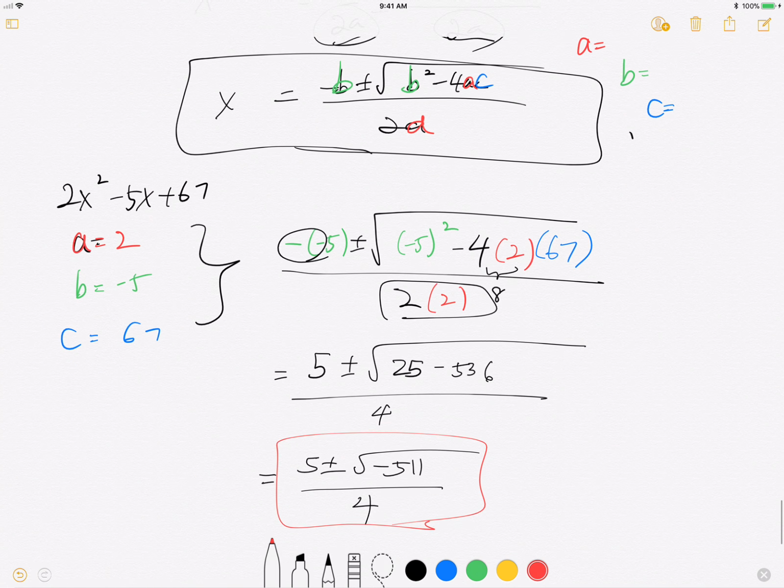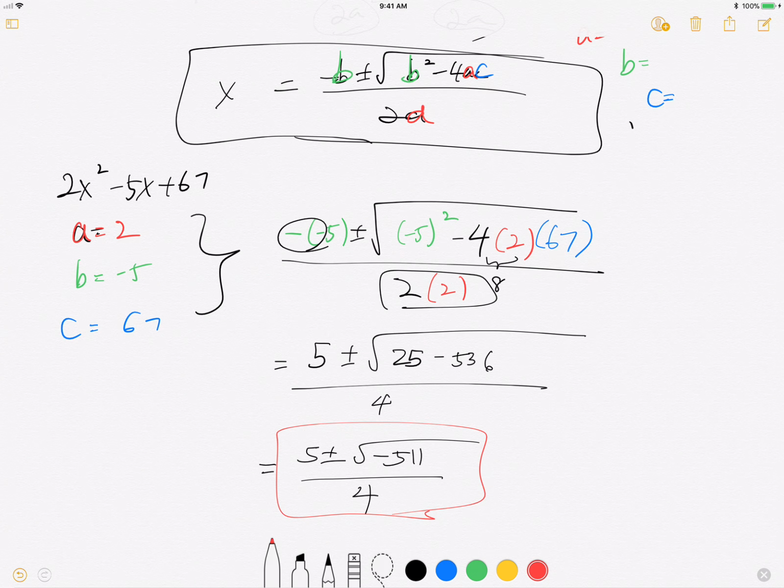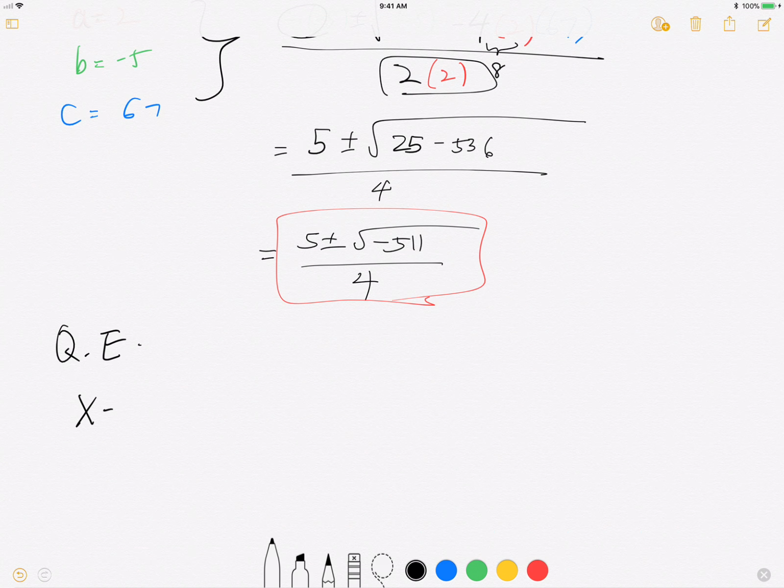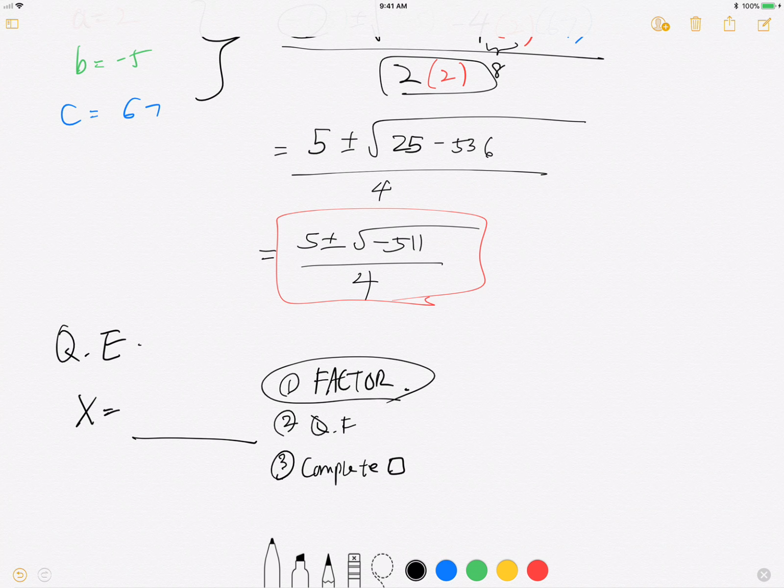So we made connections with completing the square, and we elaborated that to get the quadratic formula. Everything should be related. Whenever I give you a quadratic equation to solve, solving means to solve for the x. And you can use 3 methods: factoring, quadratic formula, or complete the square. I do recommend number 1 first because it's the fastest way to get the solution.